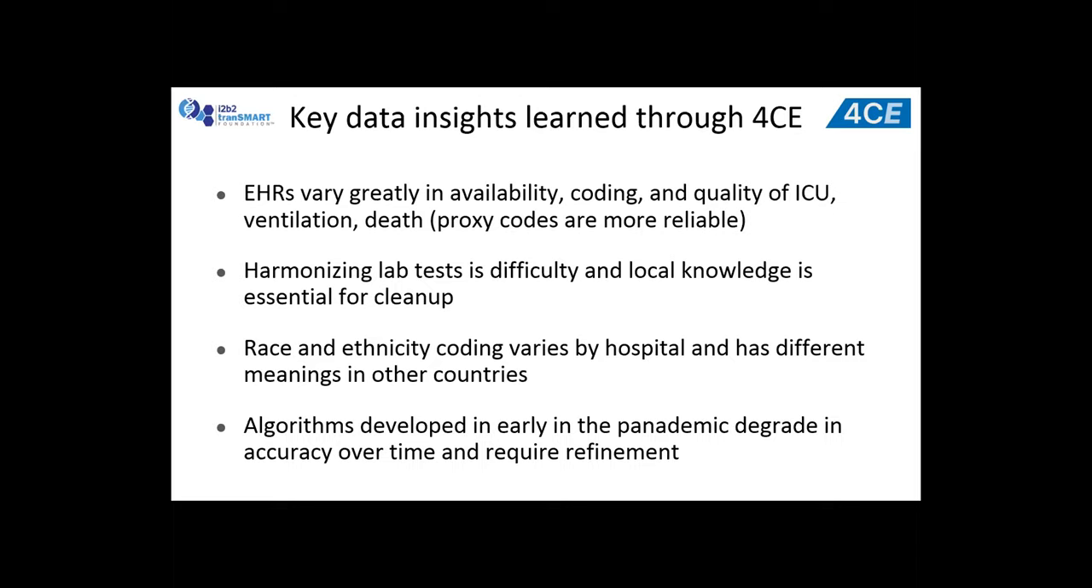Paul will talk later about race and ethnicity coding. This also varies by hospital and has different meanings in different countries. The race and ethnicity codes we use in the United States are very different than how other countries think about this topic. And finally, algorithms that we developed early in the pandemic degrade in accuracy over time. We had early measures of disease severity, and based on just how the pandemic and the healthcare systems have evolved over the past year, we've had to make changes to these algorithms in order to maintain their accuracy.